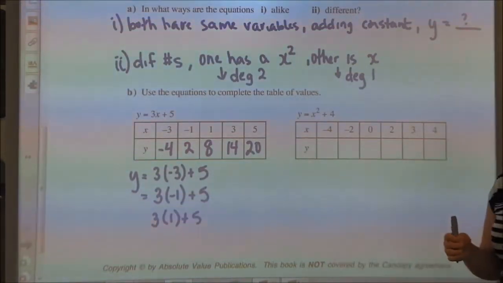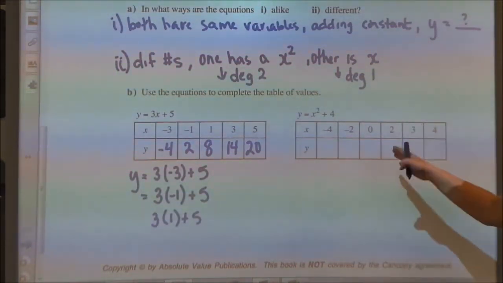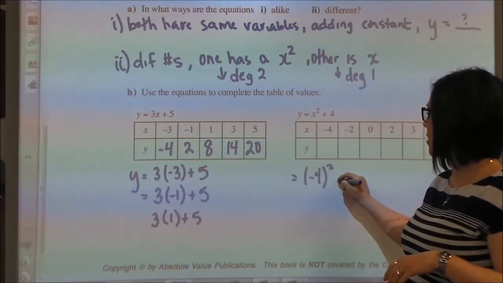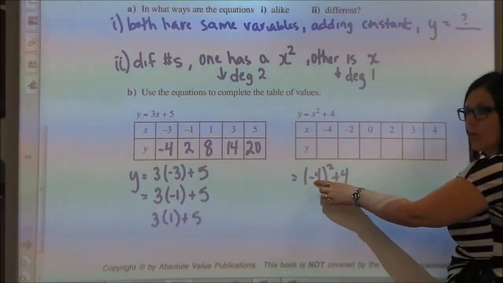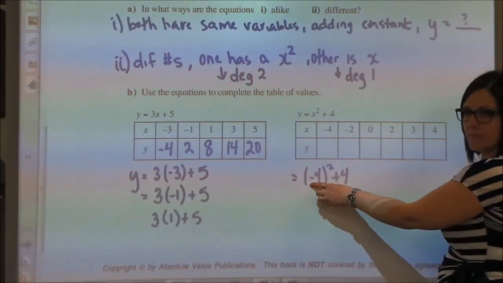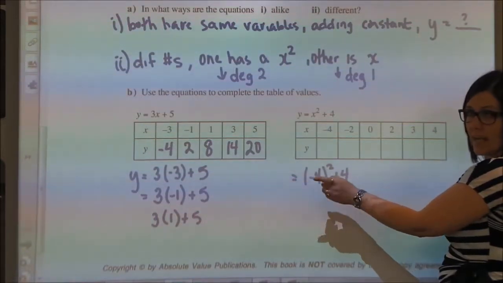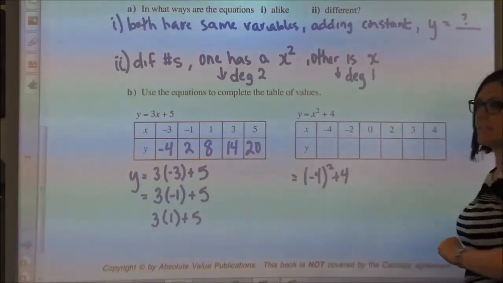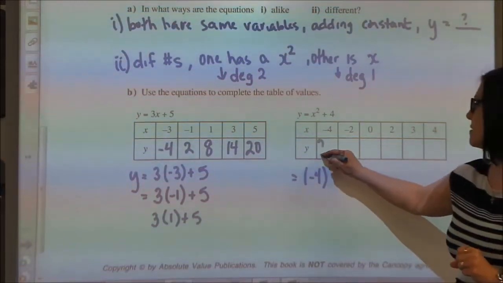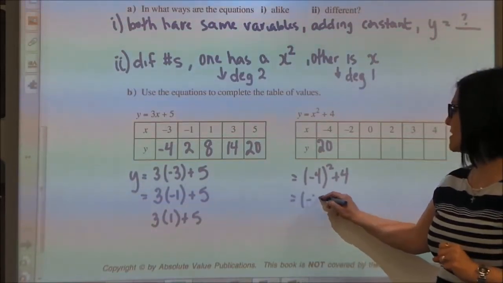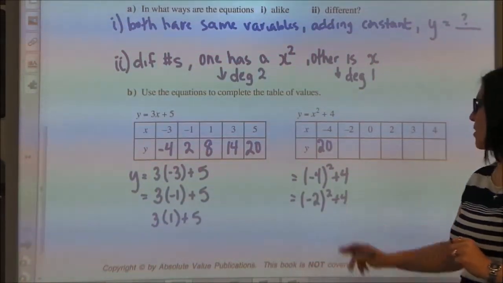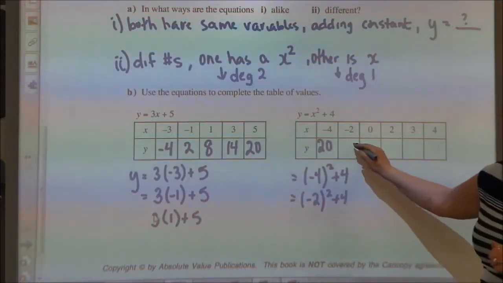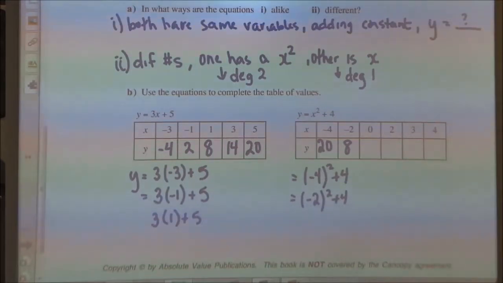Now we're going to do the second equation. I have different input numbers. The first one, negative 4 squared plus 4. So if I take negative 4 and I square it, I get negative 16? Is it negative or positive? It'd be positive, because it would be negative 4 times negative 4. So 16 plus 4, 20. Okay? If I substitute negative 2 squared plus 4, what do I get? 4 plus 4 is 8. Okay, so finish off the next 4 again.